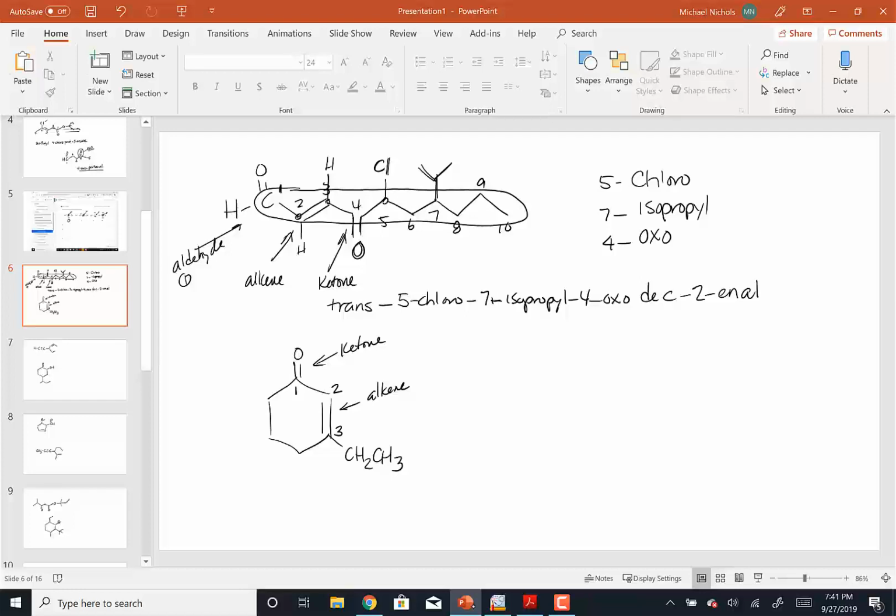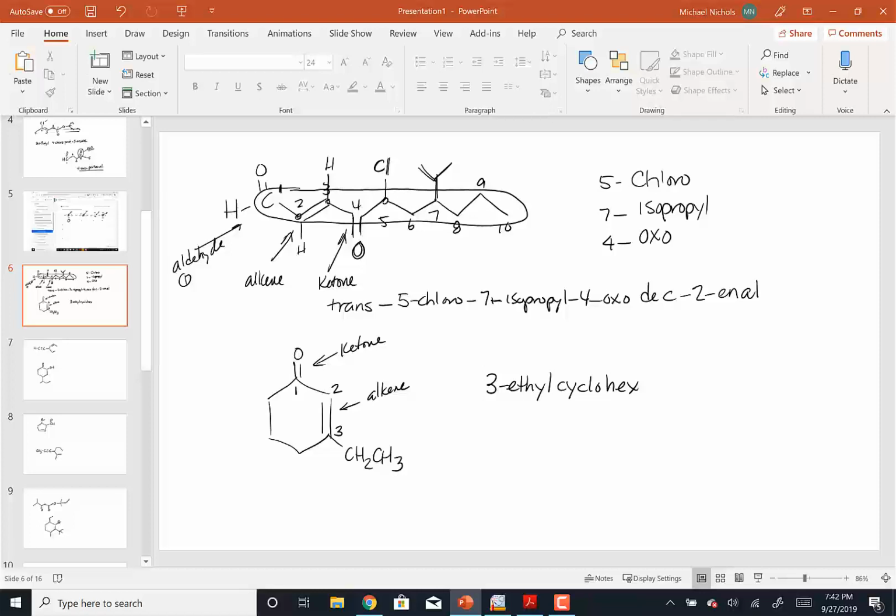All right. So we've got a ketone and an alkene in a cyclohexane ring. What substituent do we have? We've got a 3-ethyl group. So this is going to be 3-ethyl. And now I'm going to put together the parent name. This is going to be a cyclohex, for the total number of carbons.